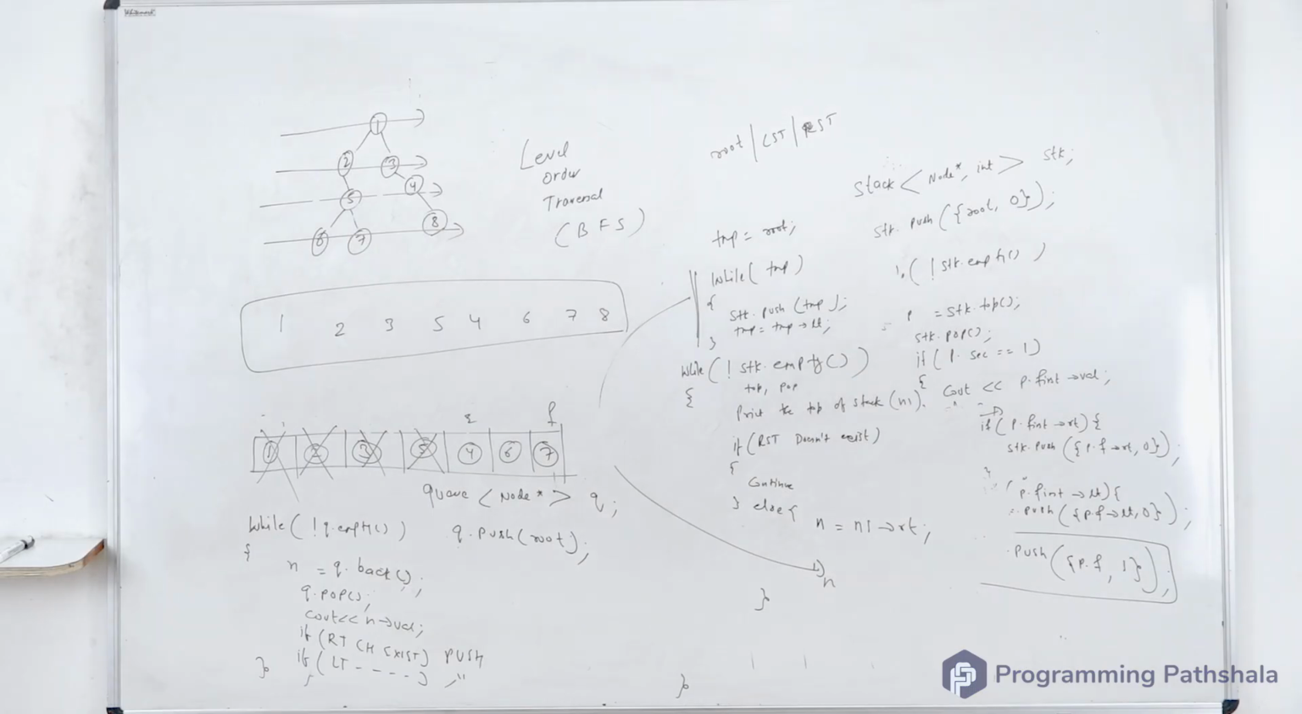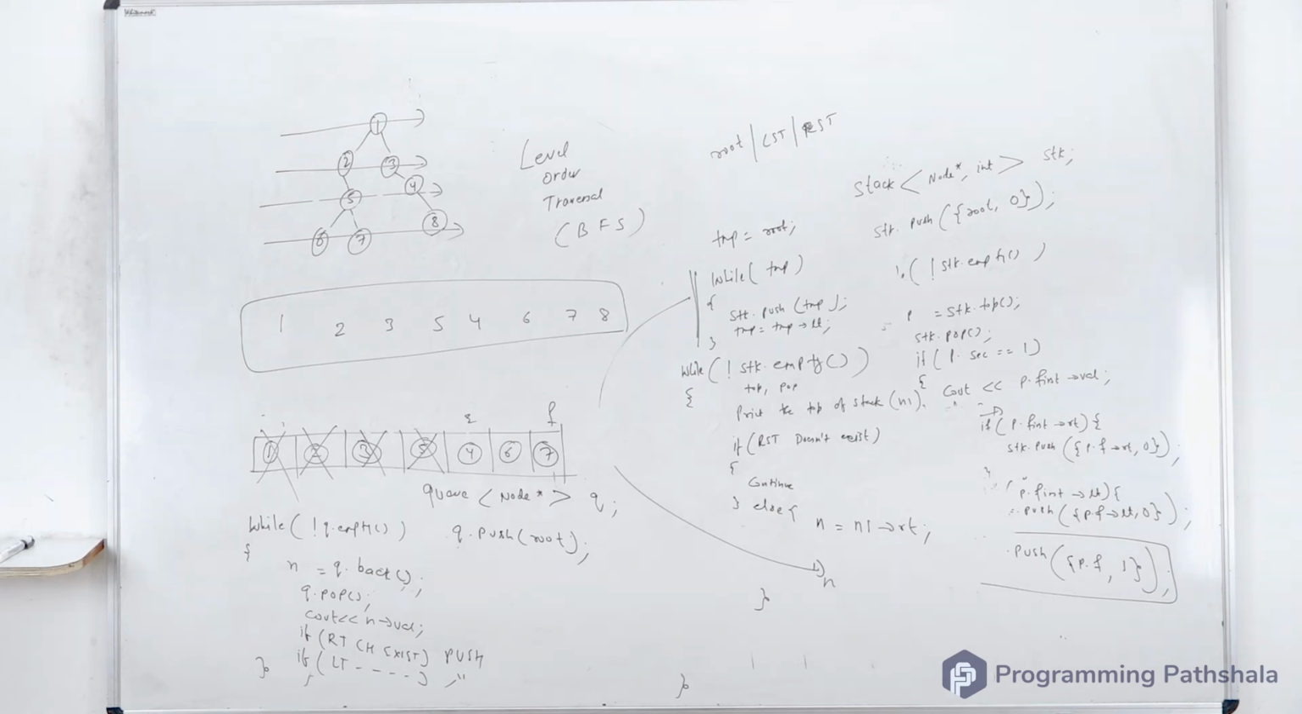Can you comment on the time complexity? Order n, right? Because any node is either being pushed once or being popped once, right? So you're spending two units of time at any node, so that is order of 2 into n, which is back to order of n.